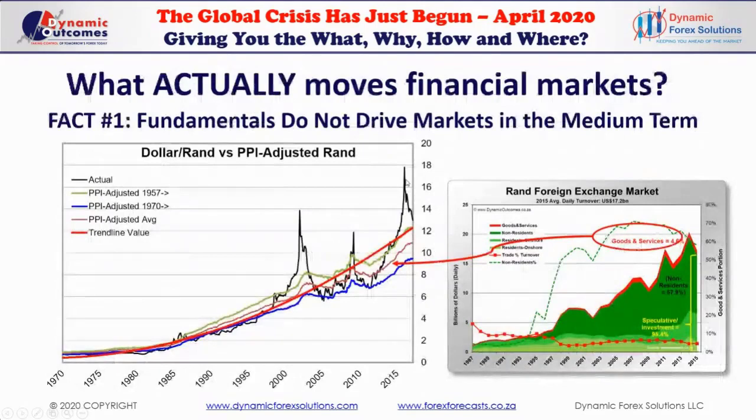So let's start with what actually moves financial markets. And let's start with debunking 3 facts or beliefs. The first fact is that fundamentals do not drive markets in the medium term. And what we've used here is the dollar rand as an example, but there are many examples.